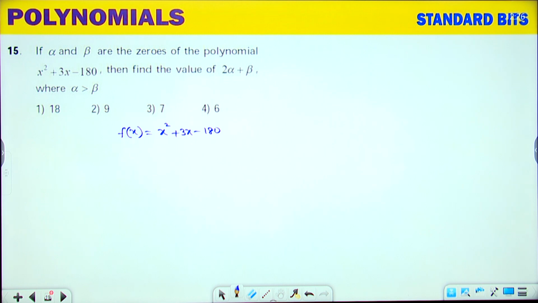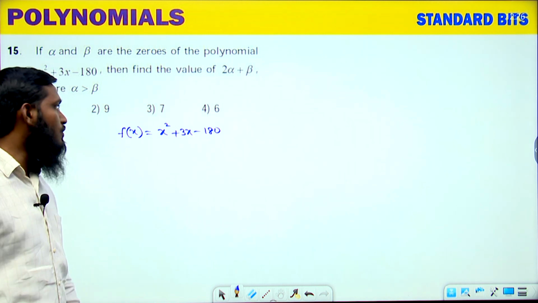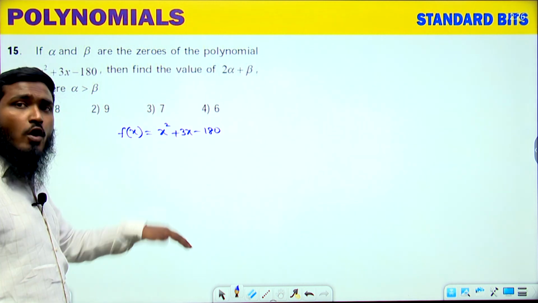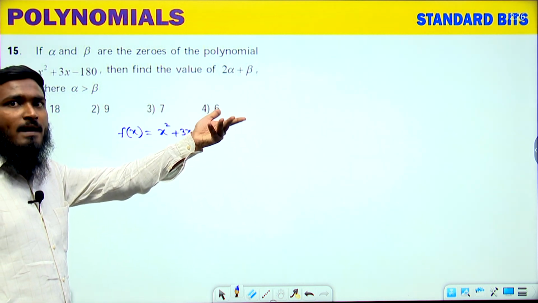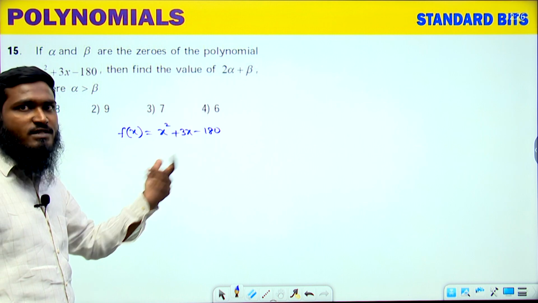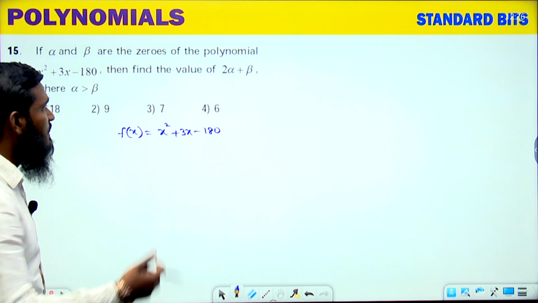Now you should know the factorization for this part. How to do factorization, or else if you know the quadratic formula, minus b plus or minus under root b square minus 4ac by 2a, you can use that also over here. Okay, now let us take this part.